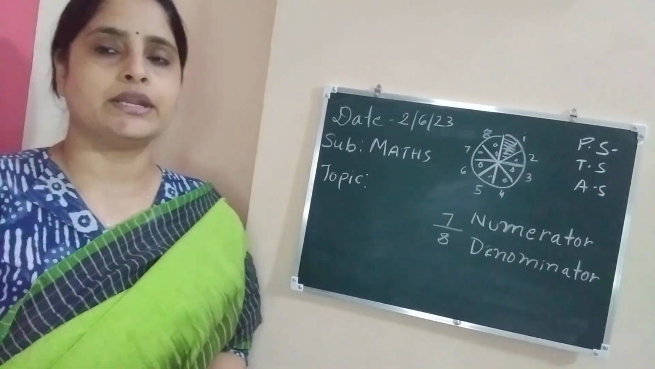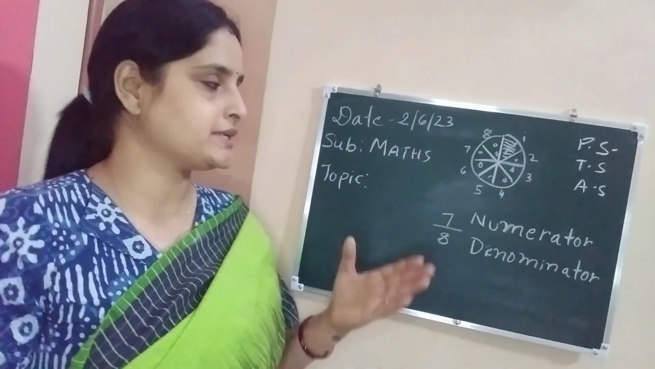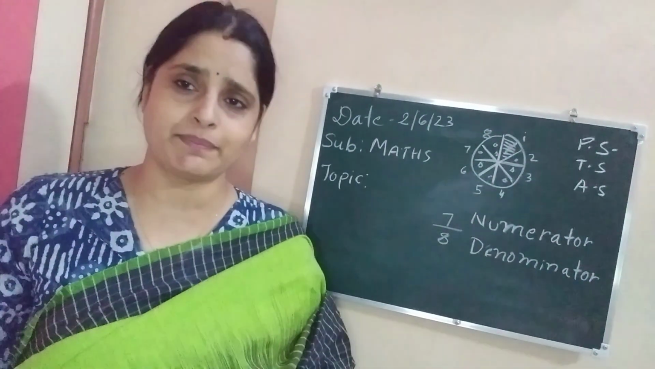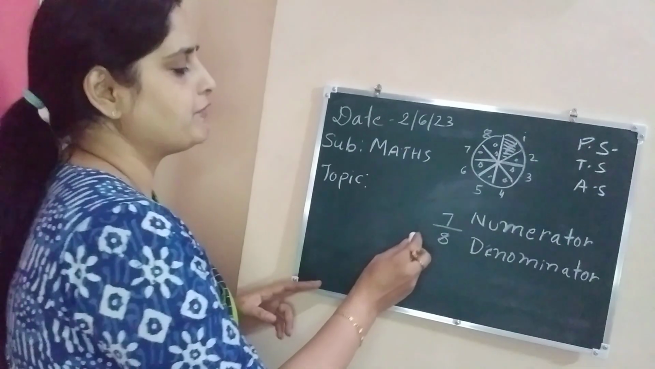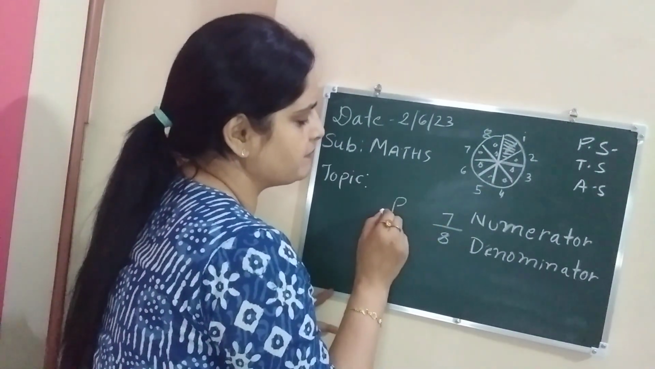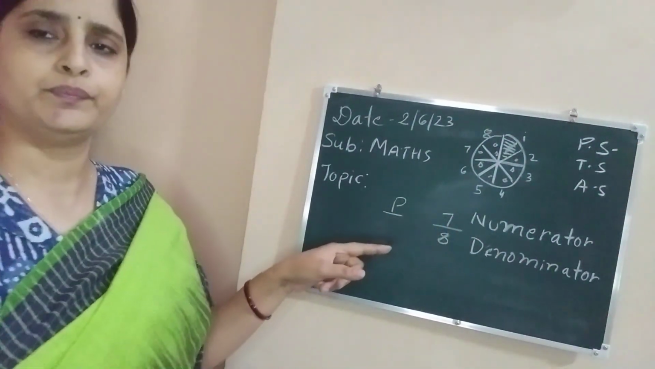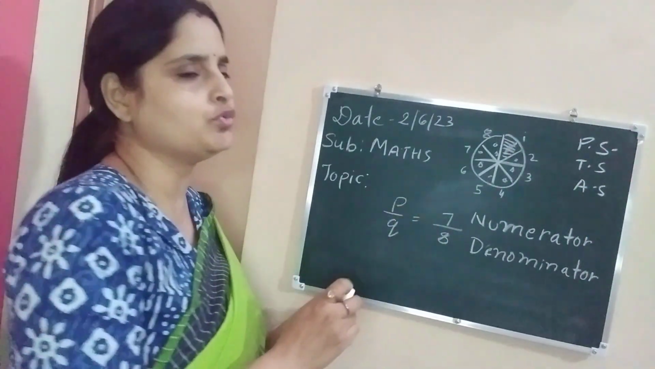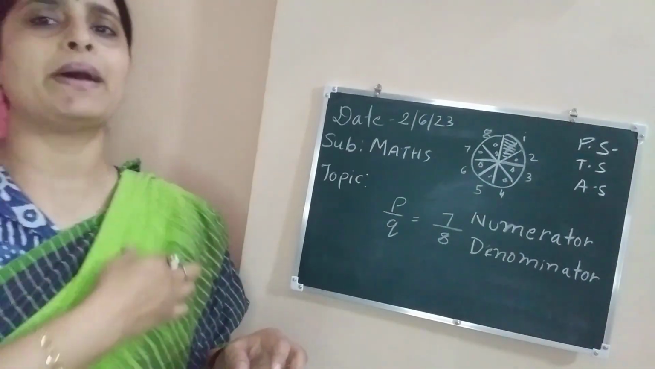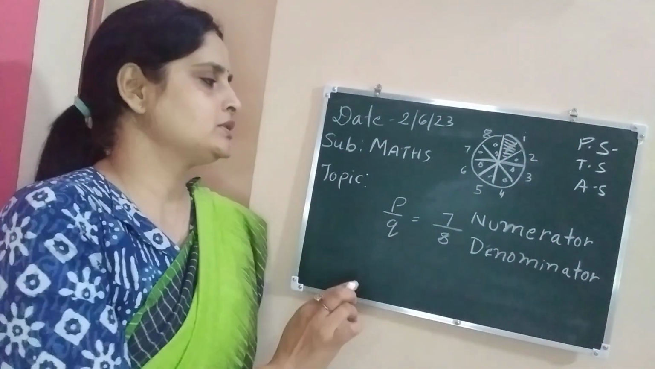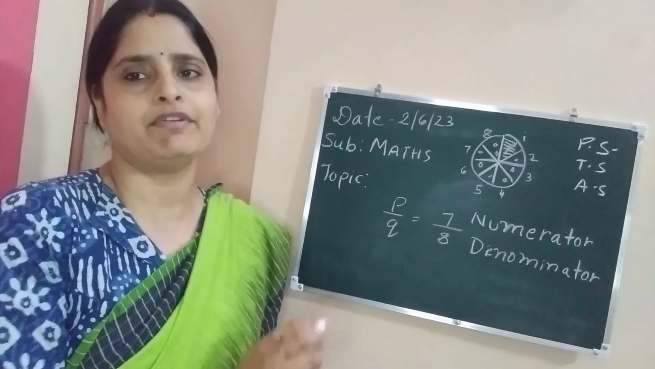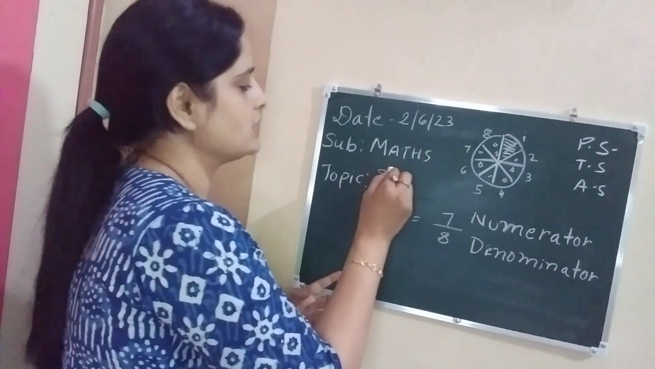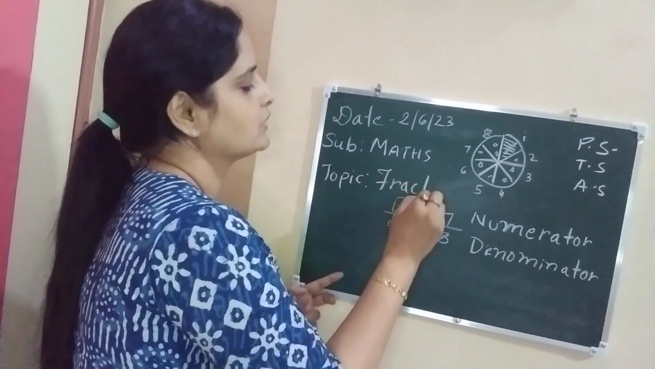Okay, so the number which we represent in P by Q form. You are saying, ma'am, what is P by Q form? Yes, the number which is above the line we will consider as P, and the number which is below the dividing line is called Q. So we will call this the P by Q form, right? The number with a numerator and denominator, that is 7 upon 8, is called a fraction. So today's topic is fraction.